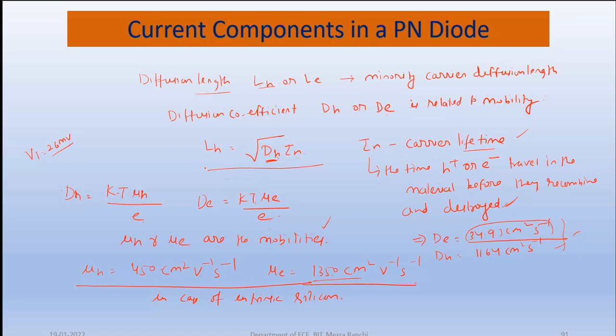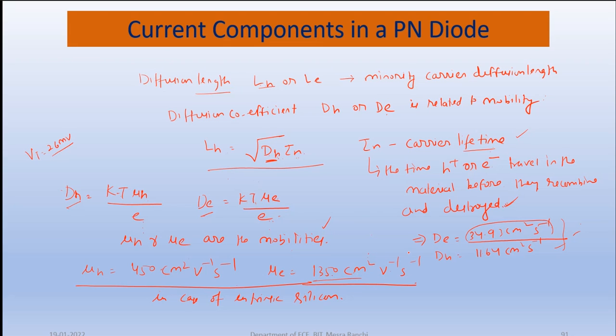Similarly, this diffusion coefficient DH or DE is given as this. Basically, it is related to mobility. This diffusion coefficient is related to mobility for holes and electrons. So it is written as kT mu h upon E, kT mu E upon E, where mu h and mu E are the mobilities of holes and electrons respectively. Typical values for intrinsic silicon are 450 centimeter square per volt per second, and similarly 1350 centimeter square per volt per second.